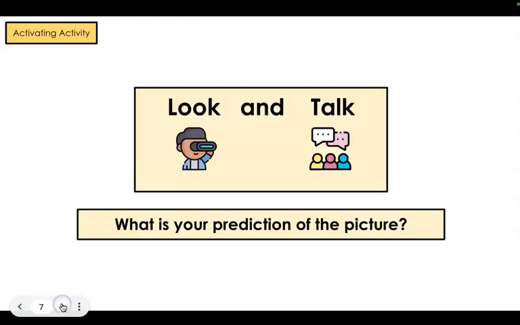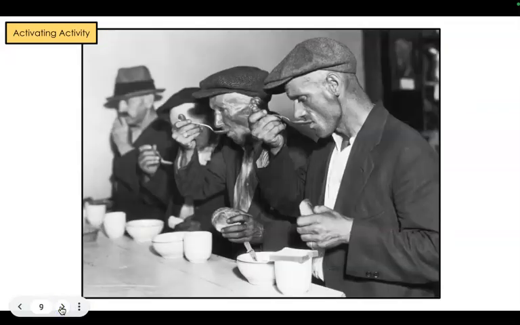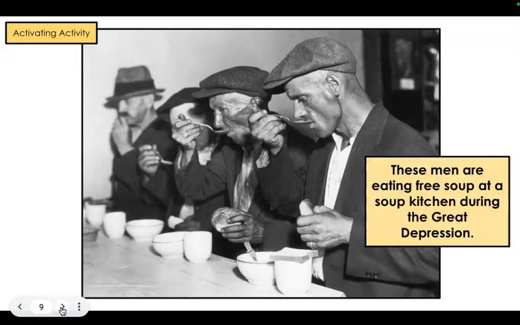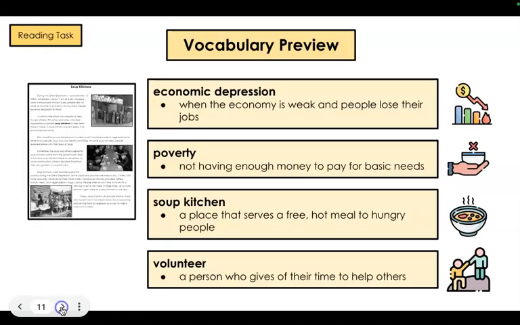So you should be answering the question for what do you notice for section 4. All right, so for the big picture, here you have the men at the soup kitchen eating. These are the men eating free soup at the soup kitchen during the Great Depression. And our job for today is to explain the role of soup kitchens during the Great Depression.